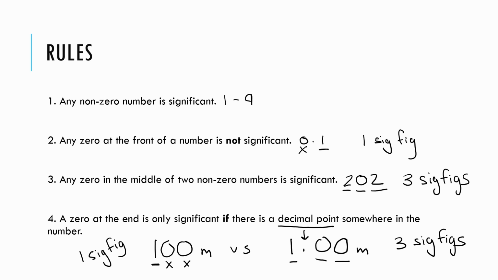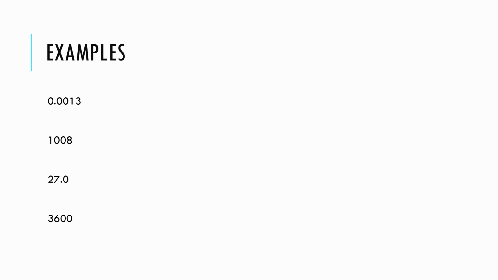We are going to do some examples with just a couple of different numbers to decide how many significant figures there are. I have 4 different numbers written on this slide. I have 0.0013, 1008, 27.0, and 3600. What we're going to do is determine how many significant figures are in each of these numbers.